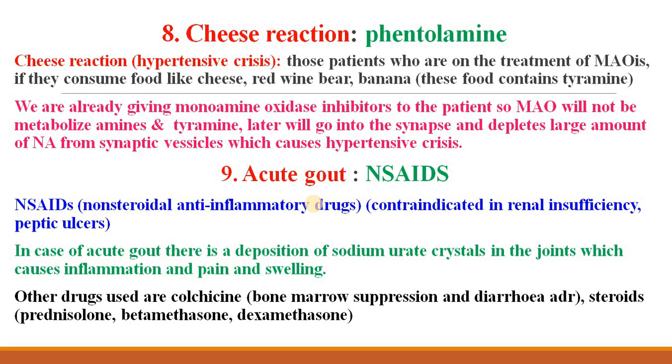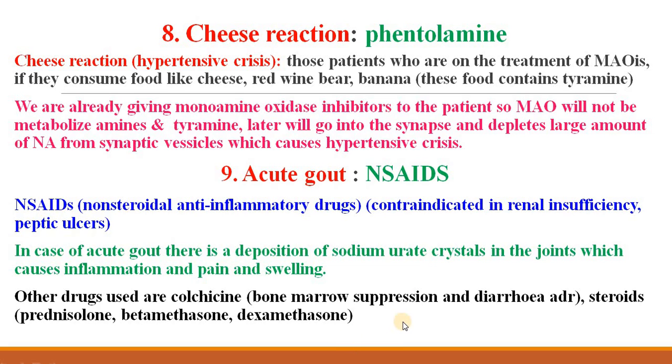In that condition, non-steroidal anti-inflammatory drugs are the drug of choice, for example phenylbutazone, indomethacin, coxibs, diclofenac, aceclofenac. All these drugs are used as drugs of choice in acute gout. These drugs are contraindicated in renal insufficiency, renal failure, or peptic ulcer. What happens in acute gout? There is a deposition of sodium urate crystals in the joints, which causes inflammation, pain, and swelling.